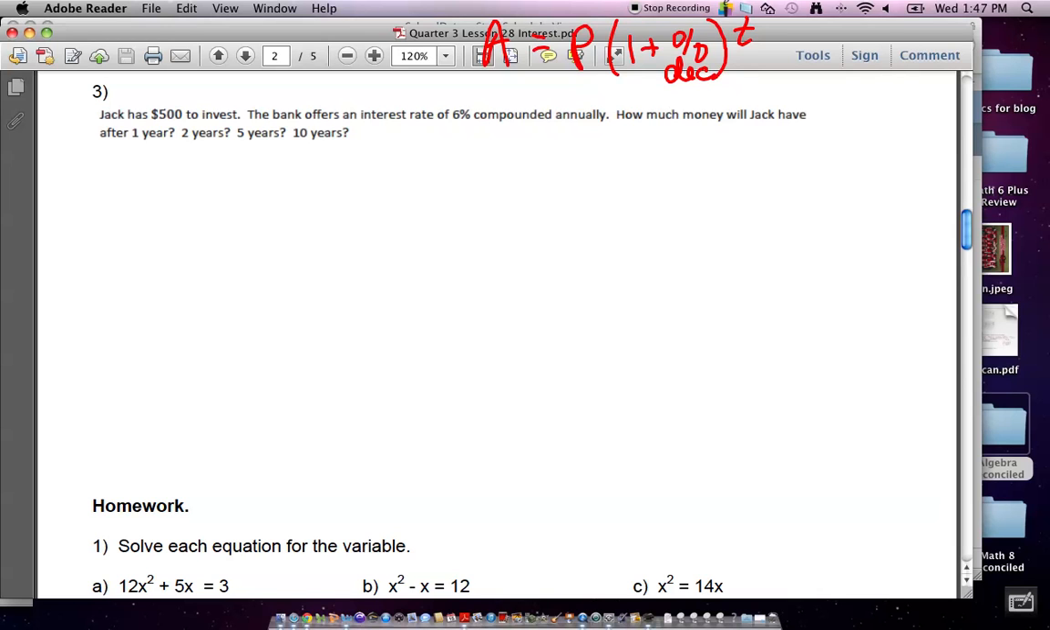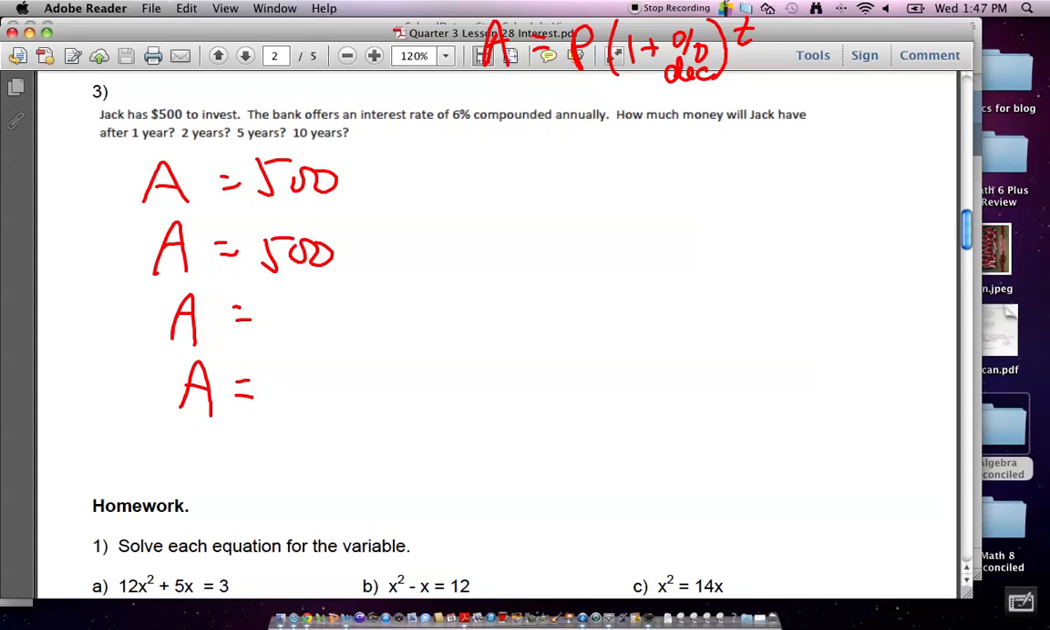So, let's do 1 year, 2 years, 5 years, 10 years. Amount, amount, amount, amount. What's the principal in every case? Where you start out. Yeah, and how much is it? 500. So in each case, I'm going to put 500 as the amount that I started with.